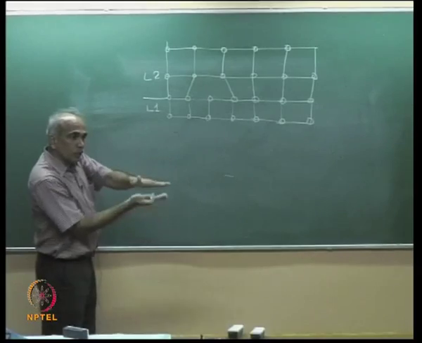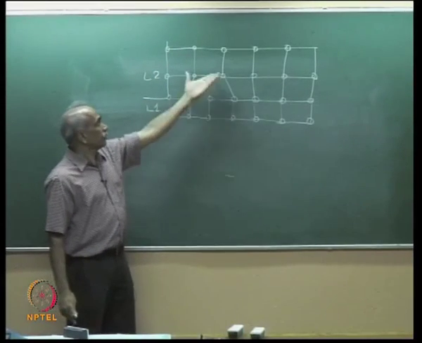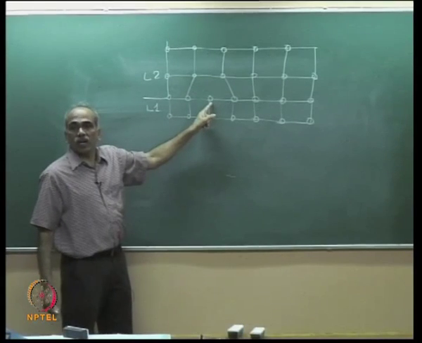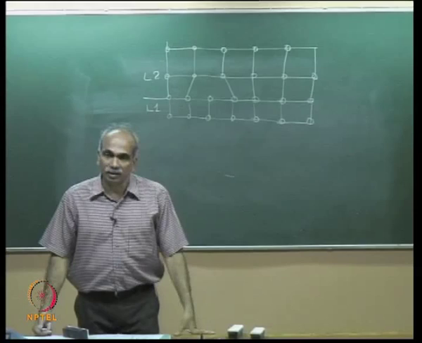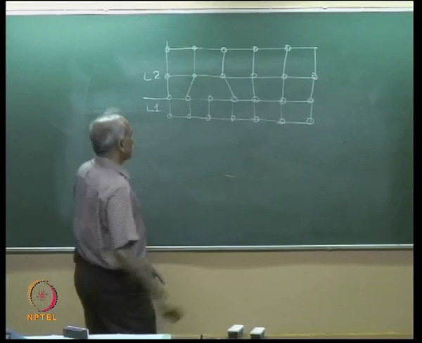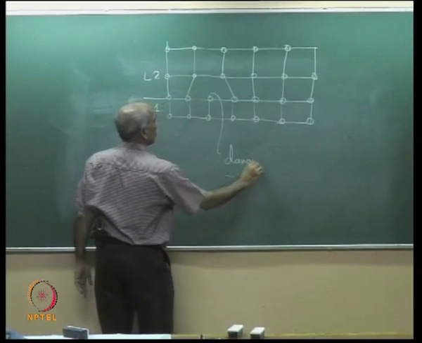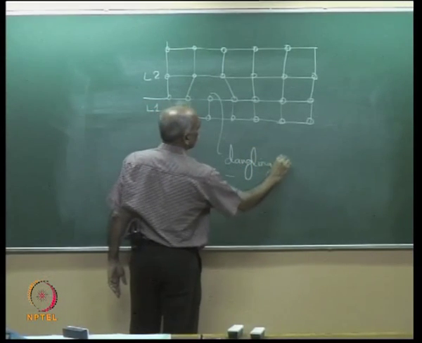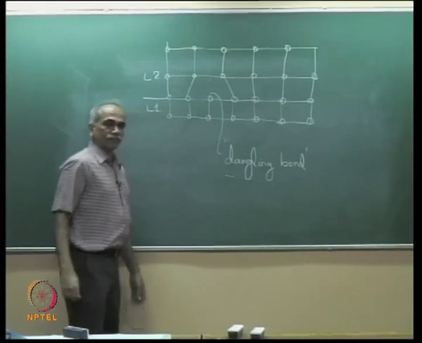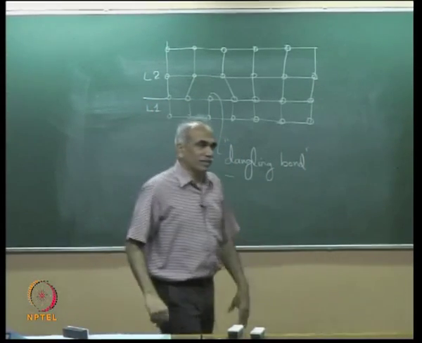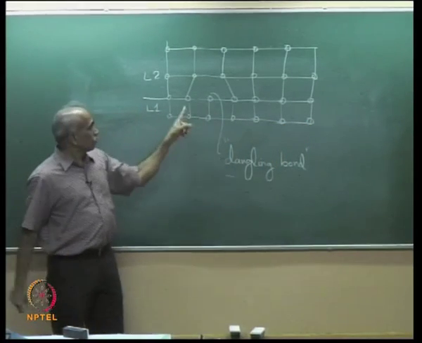So when we grow the second layer on top of this, which is the substrate, let us say, there are certain atoms whose bond is not complete. Such bonds are called dangling bonds. They are hanging, they are free. So there is no bond there.